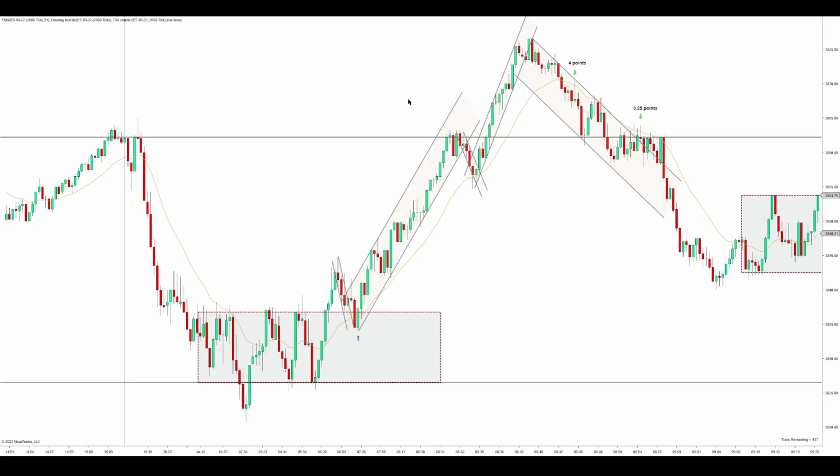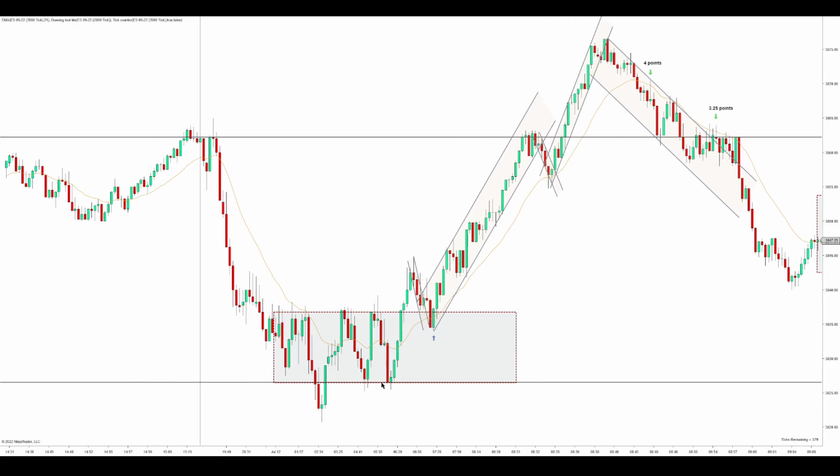Hi, we're trading the ES on a 2000 tick chart with the 21 EMA. So I drew my overnight highs here and my overnight lows here. So we had come off the overnight lows. This first trade here, I didn't take because it was kind of early, but we're in this range.